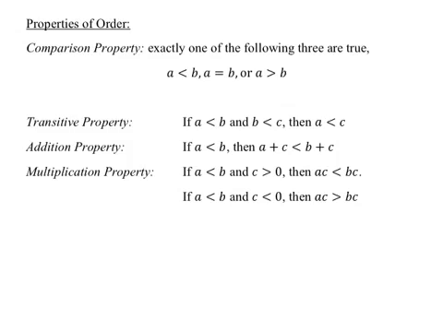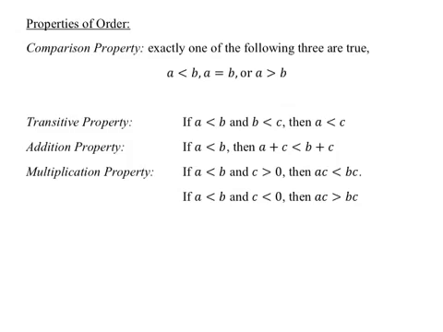Alright, so first let's look at properties of order. Start with the comparison property, which states exactly one of the following three is true: A is less than B, A is equal to B, or A is greater than B. When you think of any two numbers, either they're equal to each other or one is bigger than the other. Next is the transitive property, and this is similar to the transitive property of equality, which is like the chain rule we talked about.